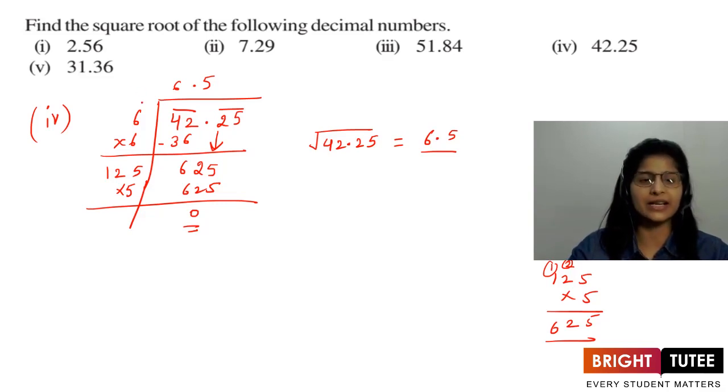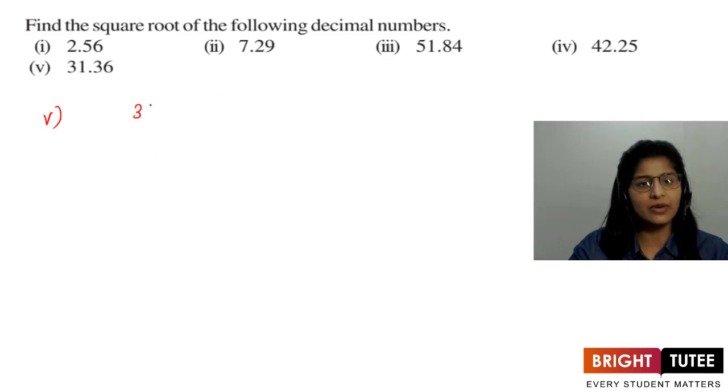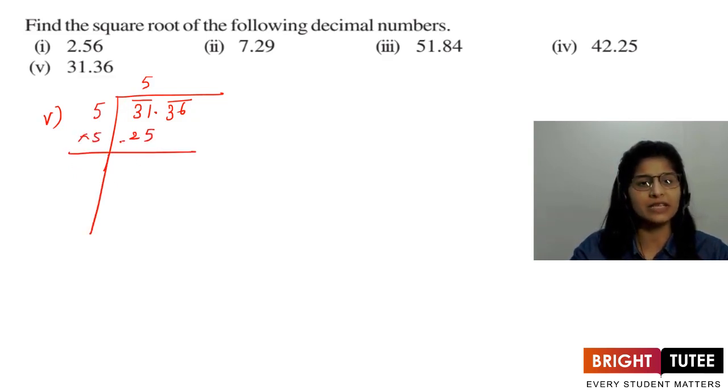Let's try the last part now. In the last part, we are given 31.36. Let's start it. Place the bars. 36 is one bar and on the 31 we'll place another bar. So 31 is there. We can't go with 6 6s are 36. We'll do 5 5s are 25. If we subtract it from 31, we get 6. Now because of this decimal point, we'll place a decimal here and we'll copy 36.